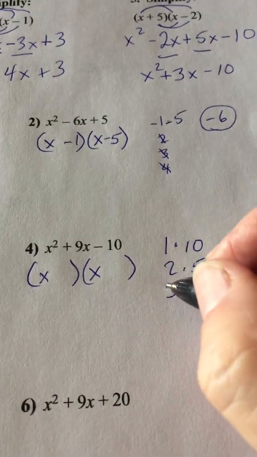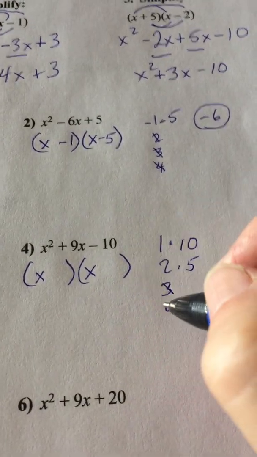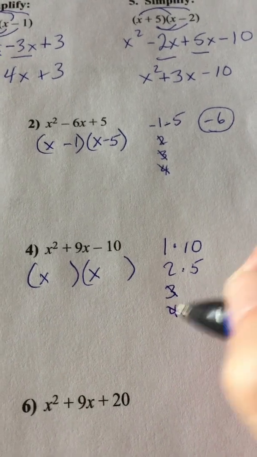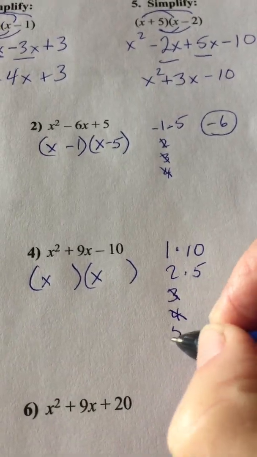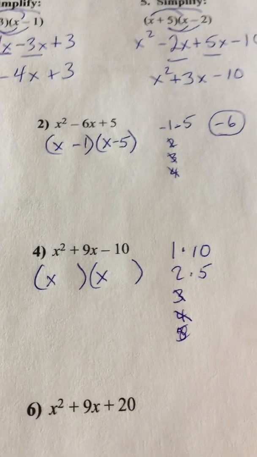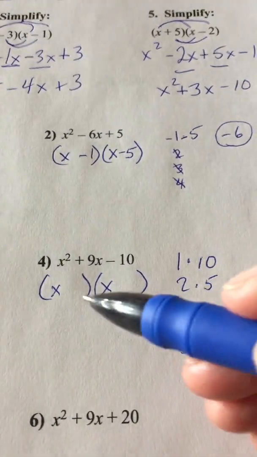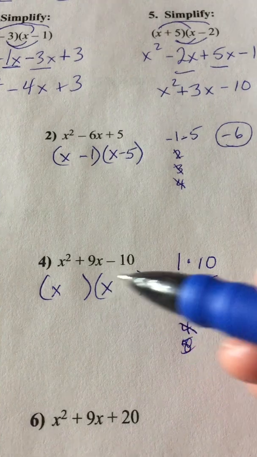3 will not go evenly into 10. Cross it off. 4. 10 divided by 4 is not an even number either, or not a whole number. 5. We've already used 5, so I'm done. So either it's 1 and 10 or 2 and 5. So either 1 and 10 go there, or it's a 2 and a 5.